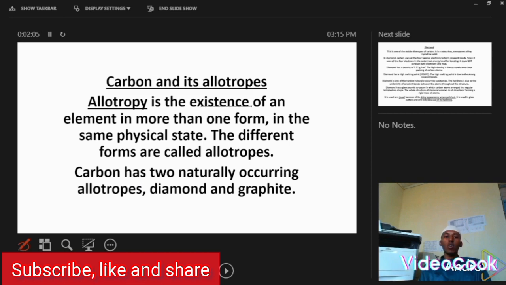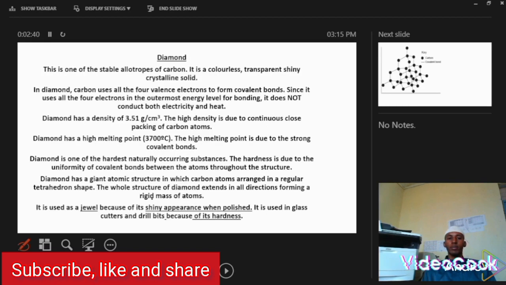Allotropy is the existence of an element in more than one form. Carbon is one of them. It can exist in many forms. In the same physical state, the different forms are called allotropes, while allotropy is the existence of an element in more than one form in the same physical state. Carbon has two naturally occurring allotropes, diamond and graphite. These are the two allotropes of carbon which are naturally occurring, and pure.